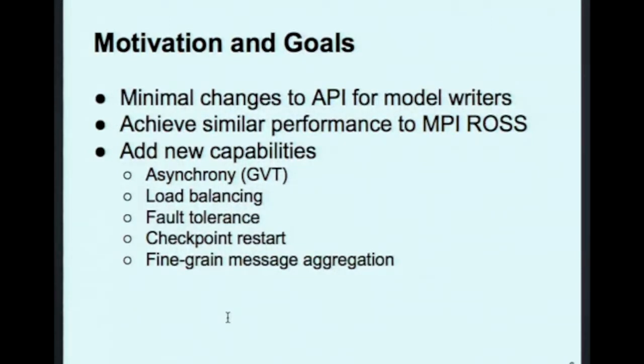in the MPI version. We also want to look at, in the future, fine-grained message aggregation. In PDES simulations, the events are generally very, very small, so sending these messages around is going to cause a lot of fine-grained communication. And then some of the other goals of the project: we want to maintain as close an API to the original ROSS as we can, because it already has a bunch of users, a bunch of models written for ROSS. So we want to allow model writers to use the new version of ROSS with as little change as possible. And we also want to achieve similar performance to MPI ROSS while adding these new capabilities.